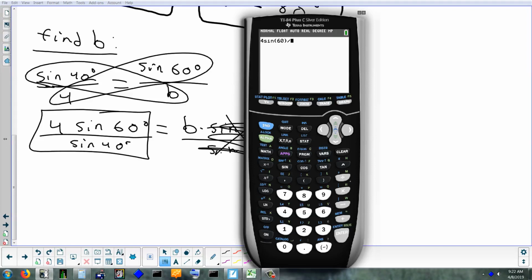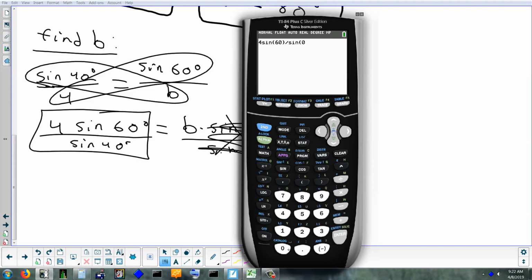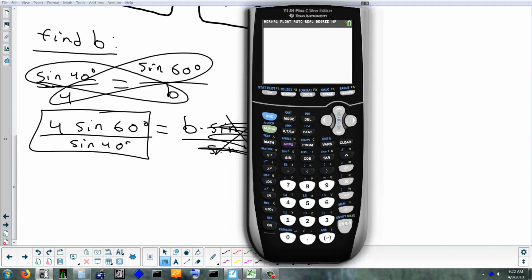Now, divide by sine 40. It's not really important that I put a parenthesis on the bottom because I'm not typing in anything else. I'm done. If you want to put it in, you can. But that's how I have to type it in.